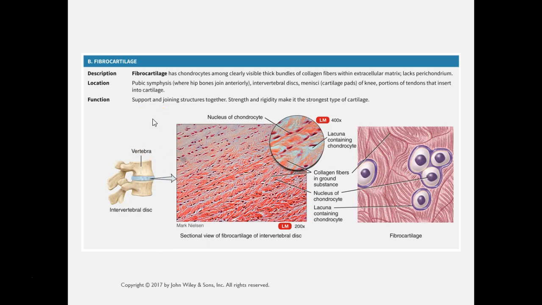Also the pubic symphysis, where your hip bones come together and you can feel that pubic bone just above your genitalia. That's actually where 2 bones come together, 2 bones that we'll learn about later when we're studying the hip bones. They join together very much like this, but rather than having vertebrae and fibrocartilage, you'd have pubic bone with fibrocartilage. The function of the fibrocartilage is to support and to join structures together and make them very, very strong and rigid, because this is our strongest type of cartilage.